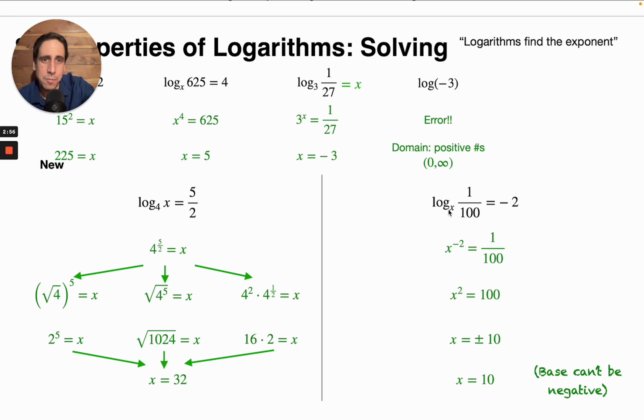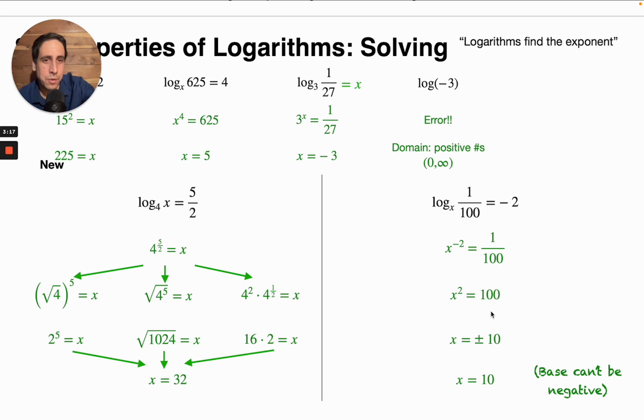All right, log base x of 100, and if that equals negative 2, we're going to change that to an exponential equation. Exponent is all by itself, and the basement is x. x to the negative 2 is equal to 1/100. Let's take the reciprocal of both sides, or let's raise both sides to the negative 1st power.